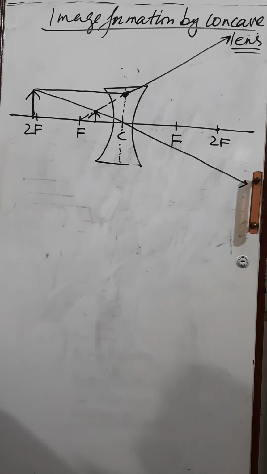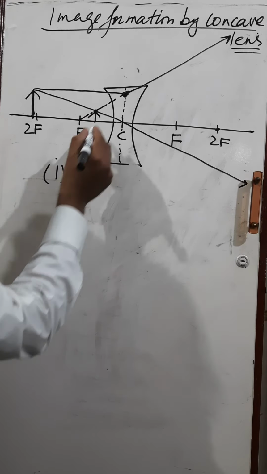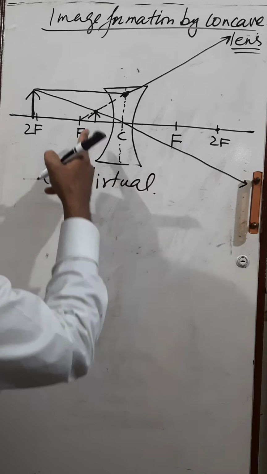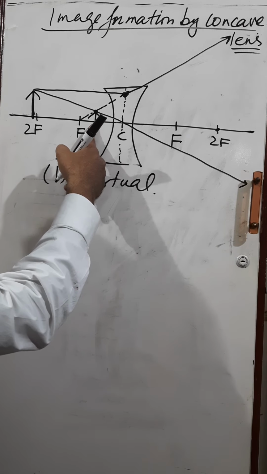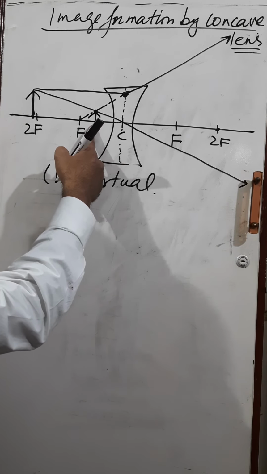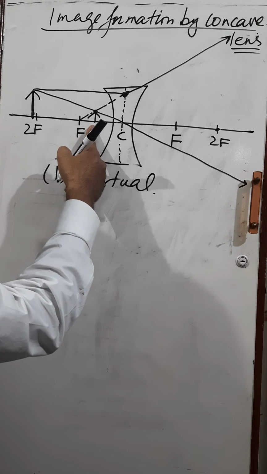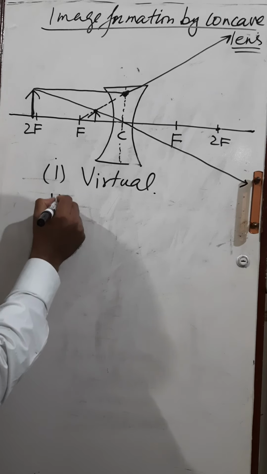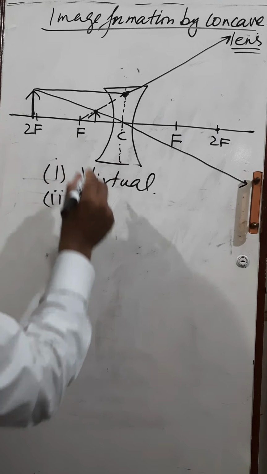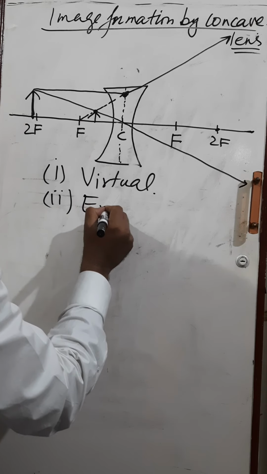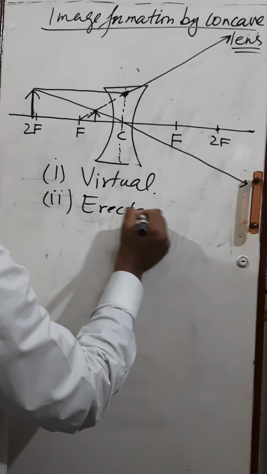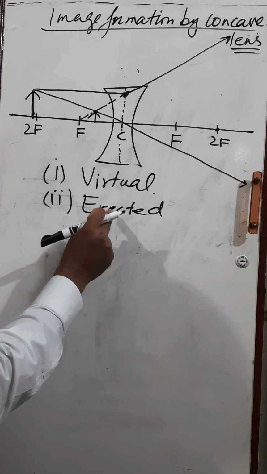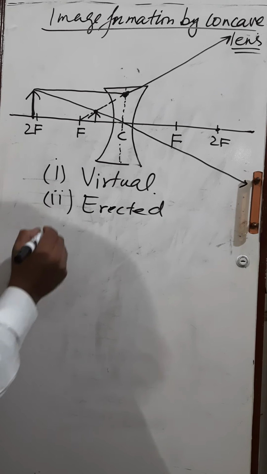For this image, point number 1, this image is virtual, as this image cannot be formed on screen, only it can be viewed from concave lens with our eye and cannot be made on the screen. Point number 2, this image will be erected. Erected means if the object is upright, image will also be upright, so it is called erected image.